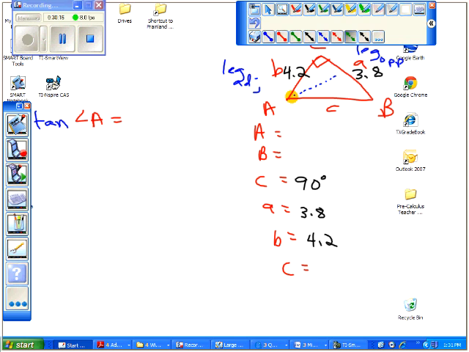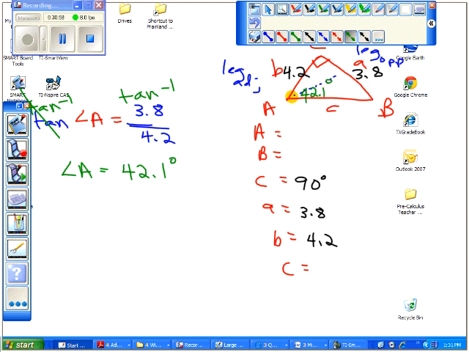Tangent says you put leg opposite over leg adjacent, and so we have a trigonometric ratio. We're trying to solve for A, so we want the junk off. So we're going to undo tangent with its inverse, which we call arc tangent. Arc cancels tangent. And so we're going to do arc tangent 3.8 divided by 4.2, which is 42.1 degrees. So that gives me that angle A is 42.1 degrees.